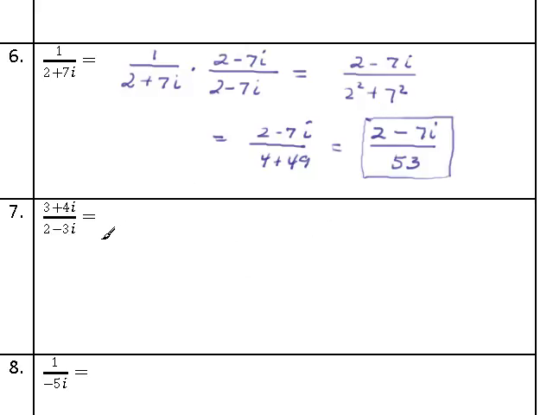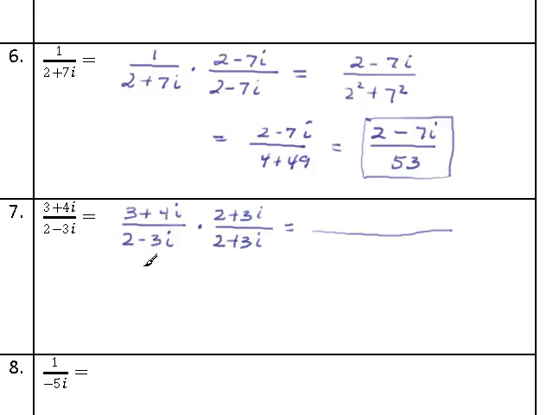All right, in number 7, we're doing a division of complex numbers. So again, we're going to use the complex conjugate. I'm just going to rewrite this. And the complex conjugate of the denominator is 2 plus 3i. So we multiply top and bottom. The denominator multiplication, we use the formula a squared plus b squared, so that would be 2 squared plus 3 squared.